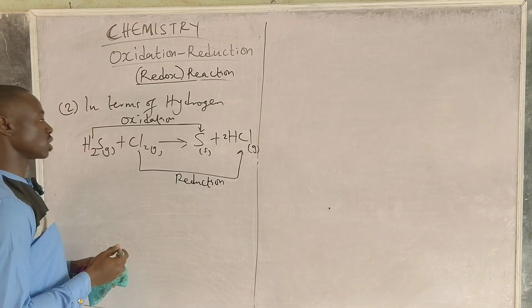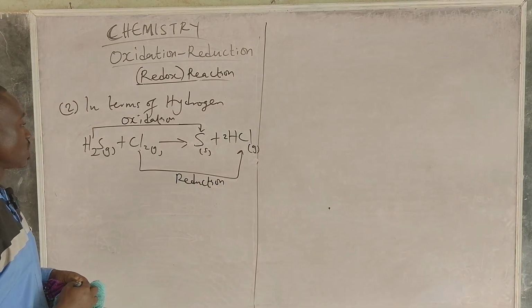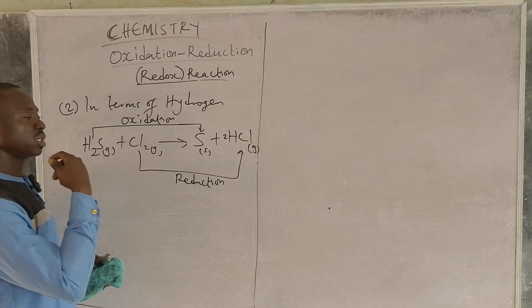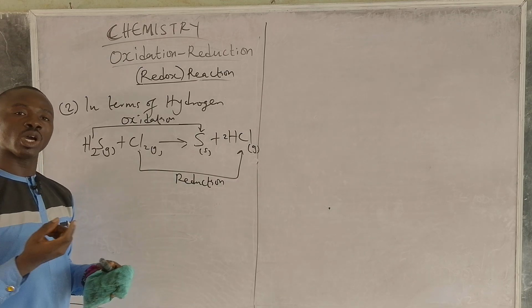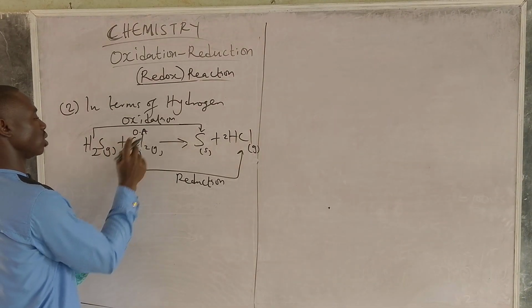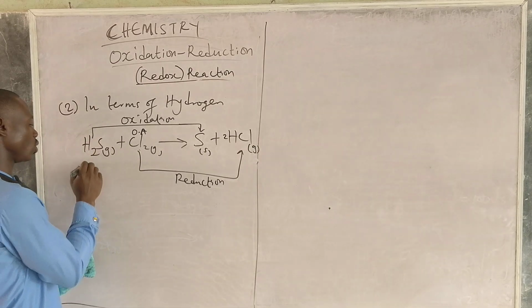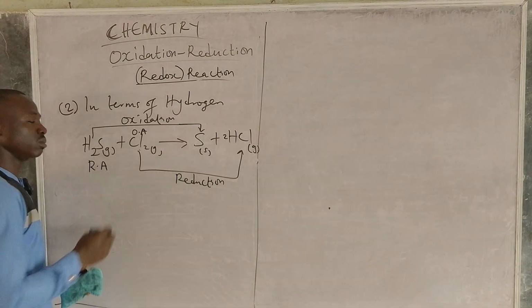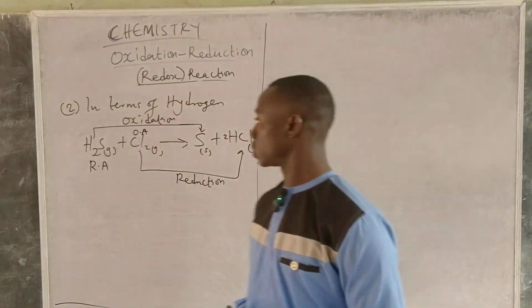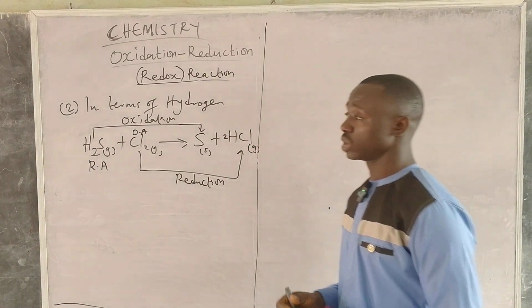All right. So which one is the oxidizing agent and which one is the reducing agent? We said that the one that is being reduced is the oxidizing agent, while the one that is being oxidized is the reducing agent. So chlorine becomes the oxidizing agent, while hydrogen sulfide becomes the reducing agent. All right. So that's the second definition of oxidation reduction.